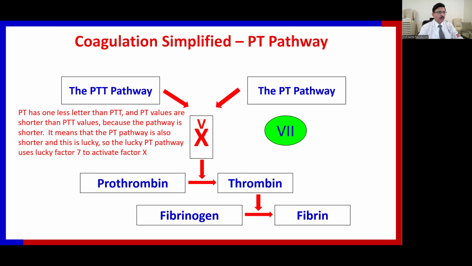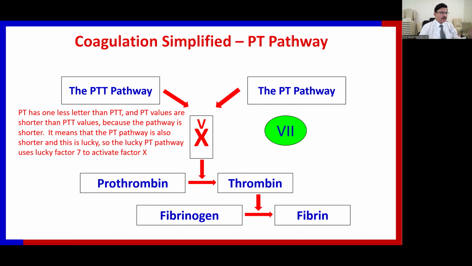Now you see, coagulation simplified. We are now looking at the right side pathway. That is the PT pathway. That is the prothrombin pathway. What is the important factor there? Factor 7. PT is one letter less than PTT, and PT values are shorter than the PTT values. If you take a measurement in the lab, PT values are much shorter than the PTT values. Prothrombin time is much shorter compared to partial thromboplastin time.